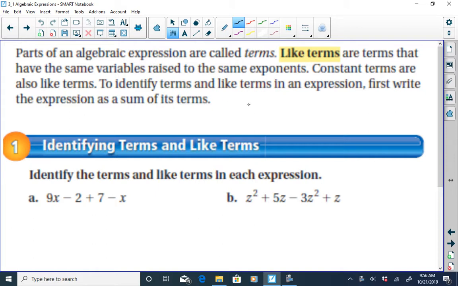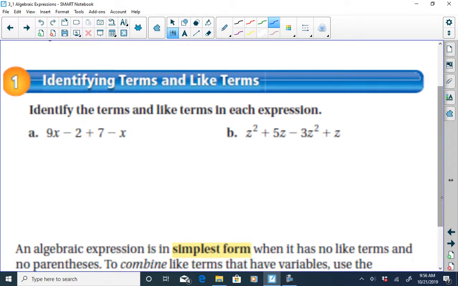To identify terms and like terms in an expression, first write the expression as the sum of its terms. All right, let's take a look at our first example. We want to identify the terms. Well, our terms are parts of the expression that are separated by addition and subtraction. So I have one term, two terms, three terms, four terms in this expression because it's those four terms that are separated by the addition and subtraction signs.